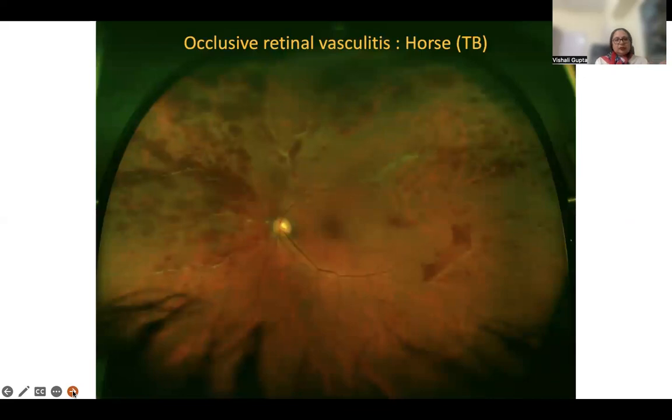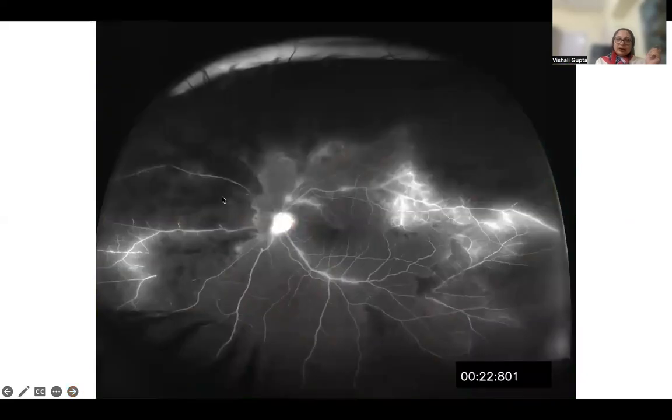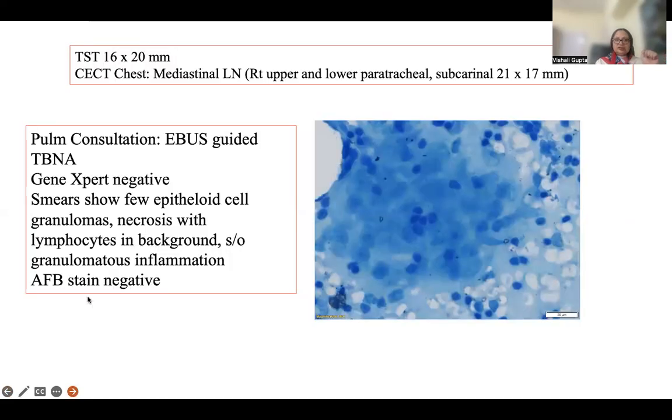So from choroid, let's now move on to the retinal vessels. Occlusive retinal vasculitis. This is a typical horse for TB. This is how you would see it. Angiogram shows typical areas of capillary non-perfusion. There may be new vascularization on the disc, or more commonly at the border of the perfused and non-perfused retina. So these are the patients. If IGRA is positive, you would definitely think of TB as an etiology because the phenotype is very characteristic.